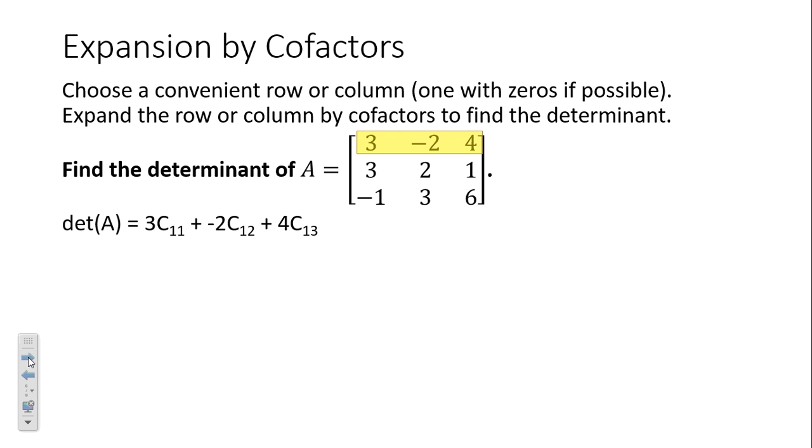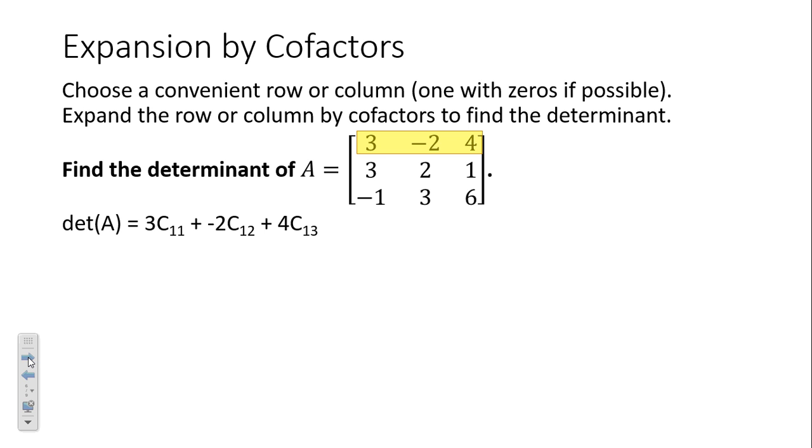and we decide to expand that matrix by its top row, then that means we'll take 3 times the cofactor of row 1, column 1, plus -2 times the cofactor of 1, 2, plus 4 times the cofactor of row 1, column 3. Okay? So I think this is the same matrix that we were just looking at.